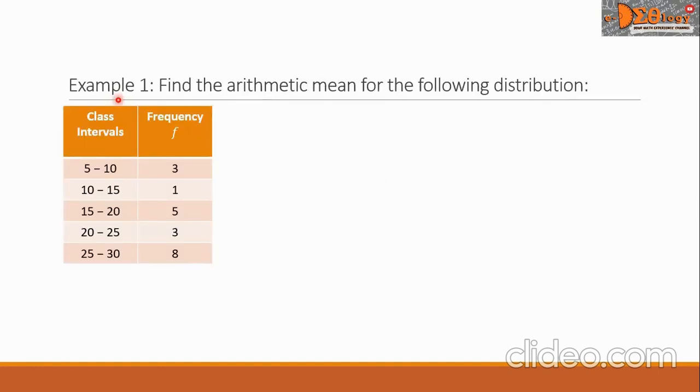Let's have example 1. Find the arithmetic mean for the following distribution. We have a table here with two columns. The first column is the class intervals, and we have 5 intervals here. And the next column is the frequency for the corresponding class intervals. See the first class interval as 5 to 10, and the frequency is 3.